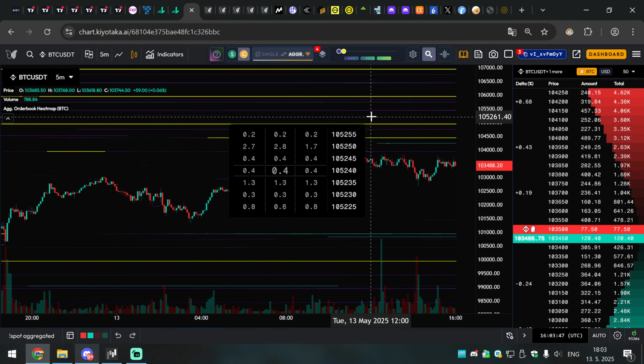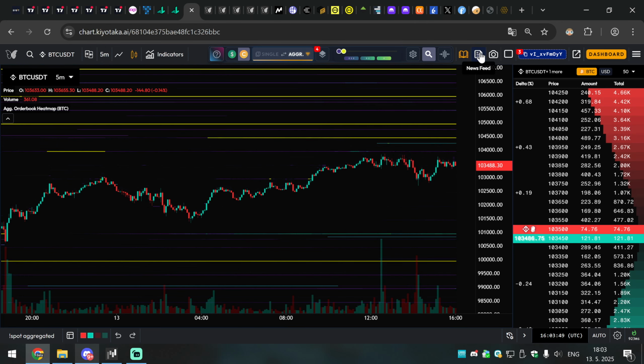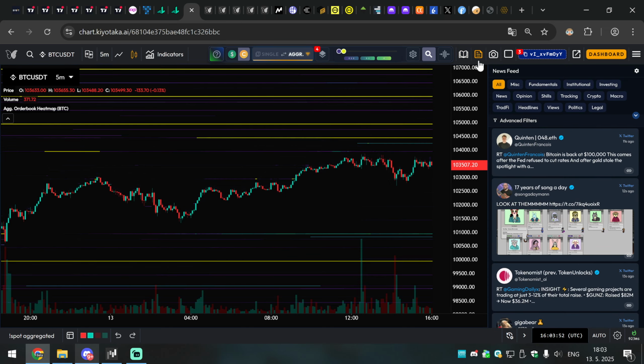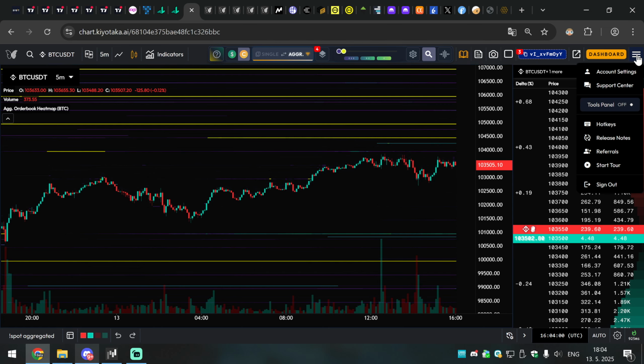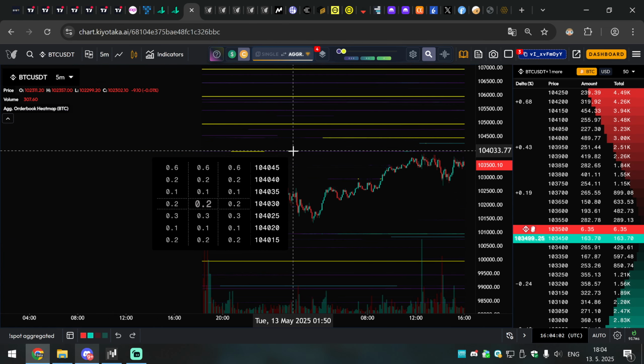Time frames, we know what they are. You can also watch news. If you switch this, you will watch news instead of the order book. Screenshots here. But yeah, this is pretty basic. Some settings over there, but we will go more over the templates.